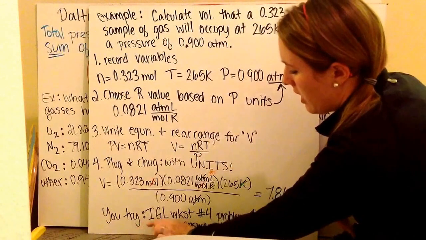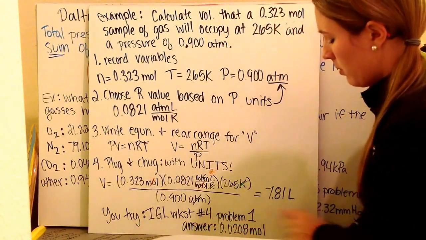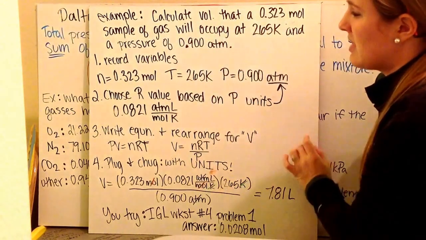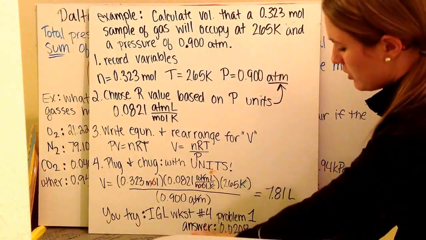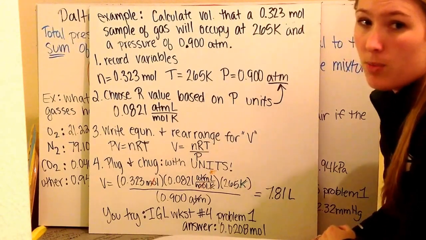Now go ahead and try your ideal gas law worksheet number 4, problem number 1. You're going to set it up the same way, following the same steps, and you should get an answer of 0.0208 moles of gas.